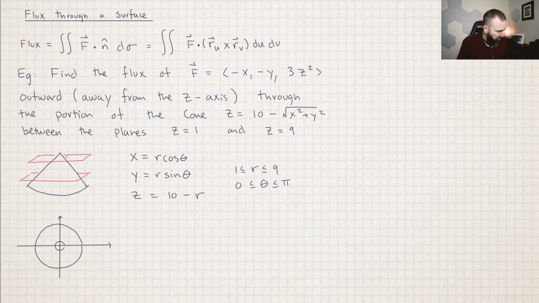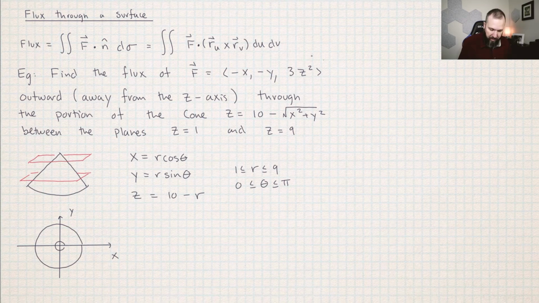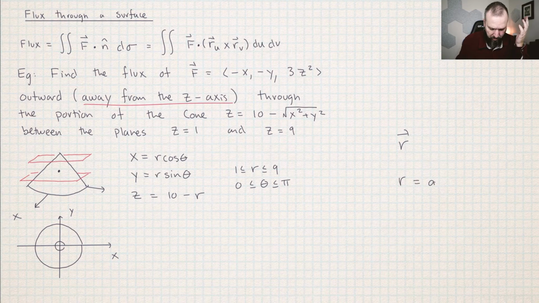All right, brilliant. So we've got our range of parameters, and I've got F here. So the next thing, we're pretty much ready to go. I just need to start calculating r sub u, r sub v in order to make my normal vector point away from the z-axis. I've done a bad job of naming my letters here because r is both the parameterization and r is the radius.